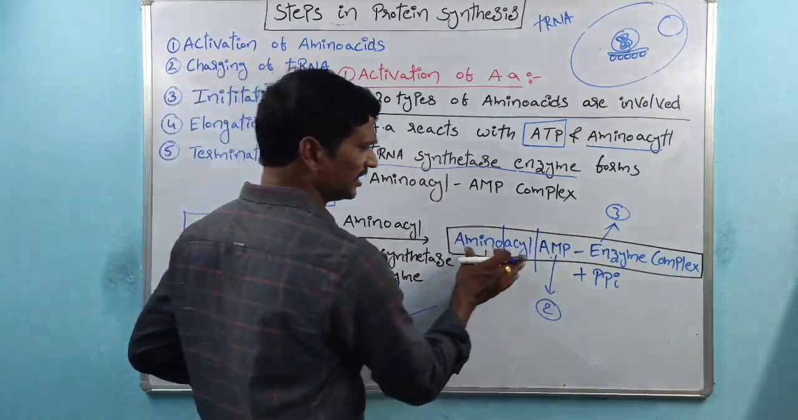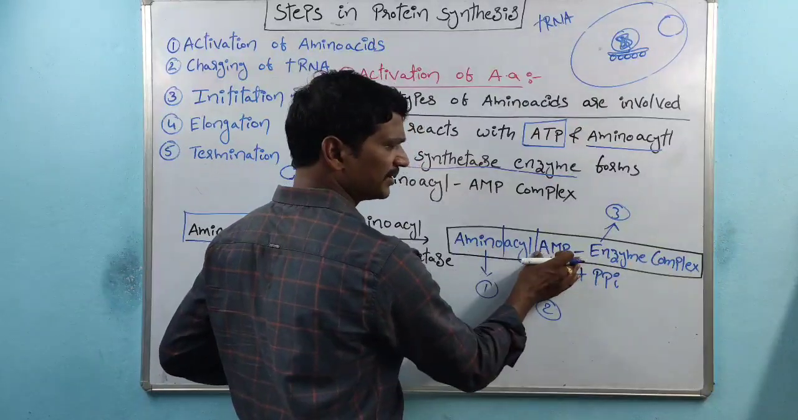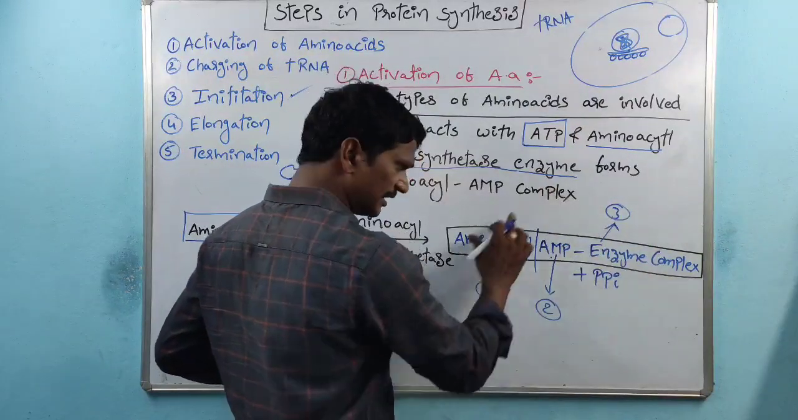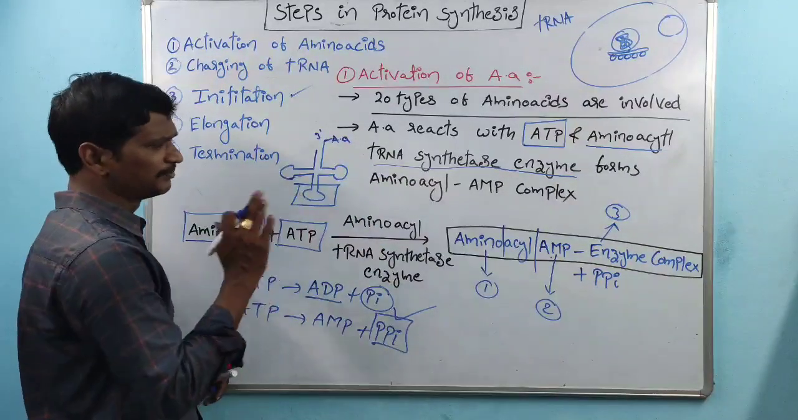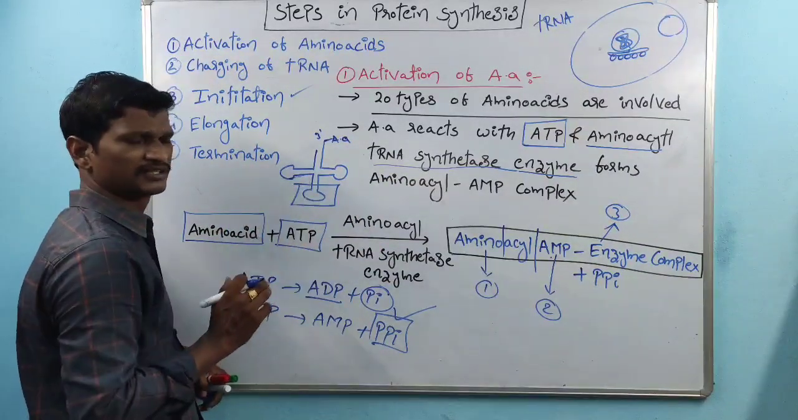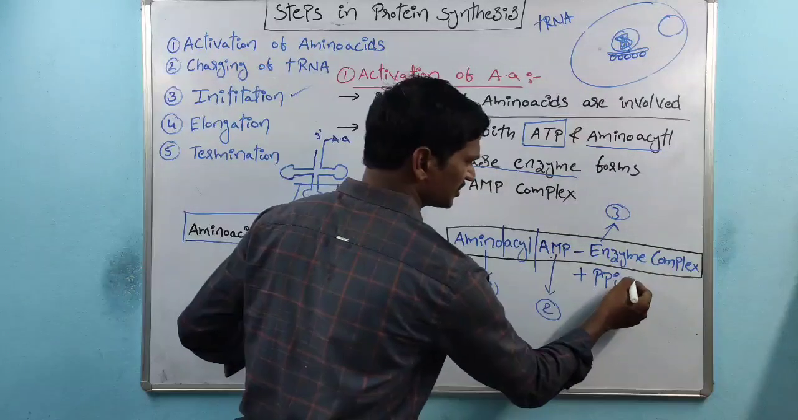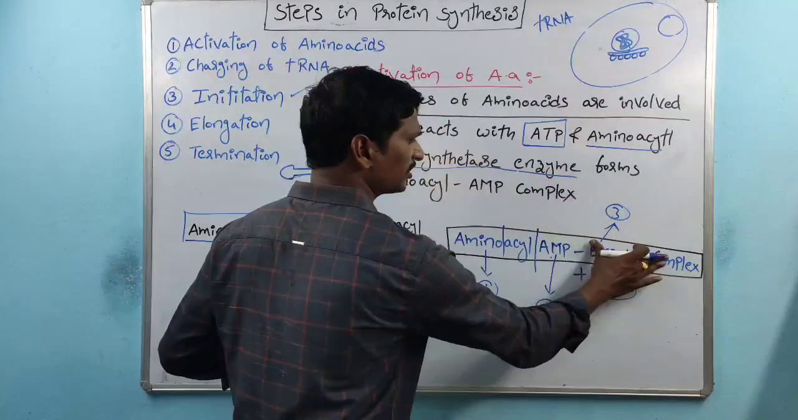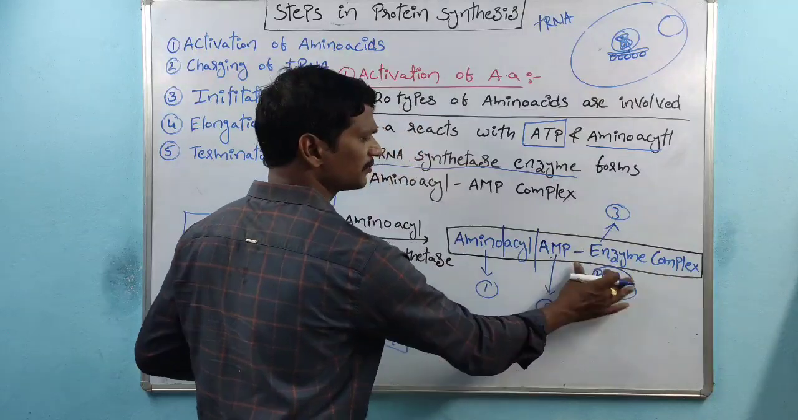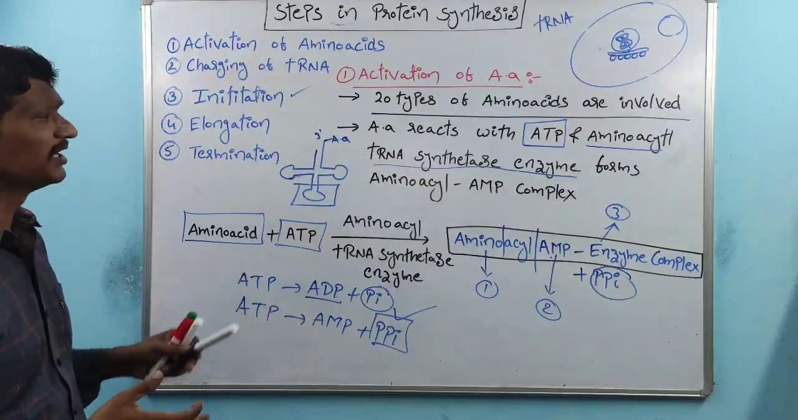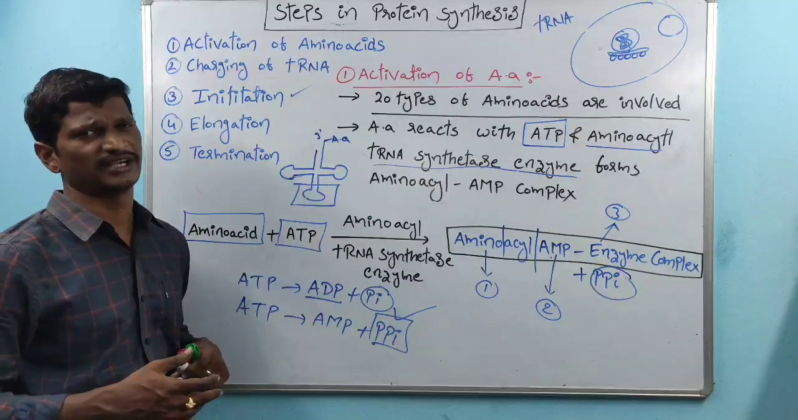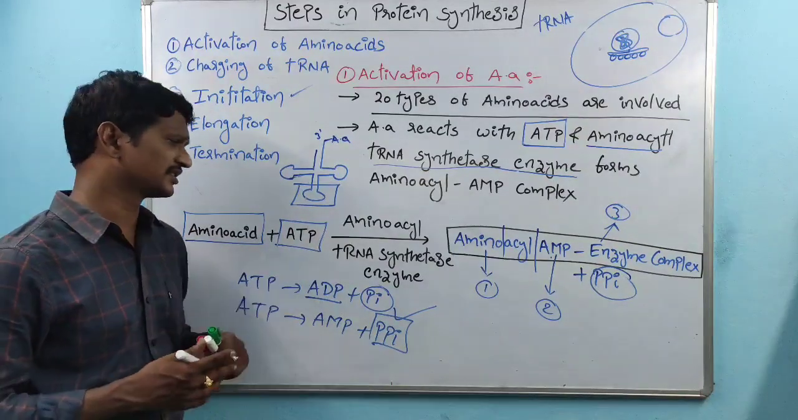So that is about the amino acid, AMP, enzyme complex. In this complex, three components are there: amino acid, AMP and enzyme. Here the inorganic phosphate is there. This is one complex, and this component is different from this complex, right? So that is about the first step, activation of amino acids.